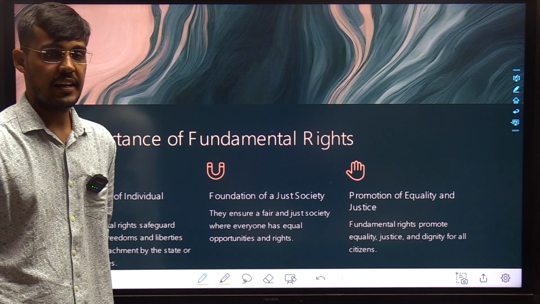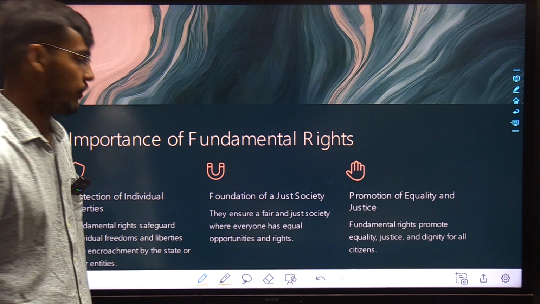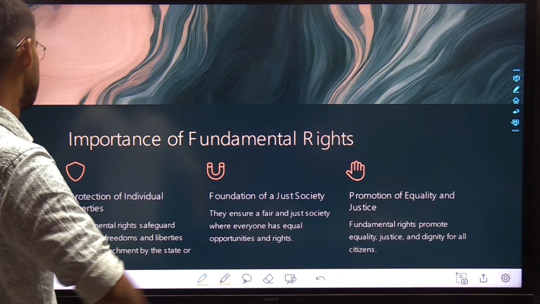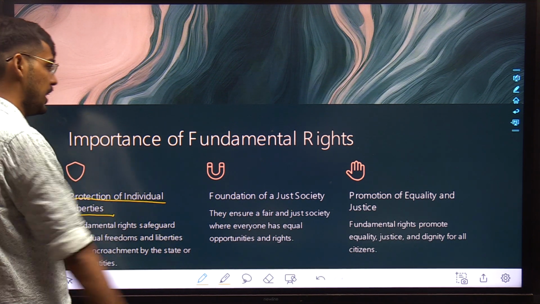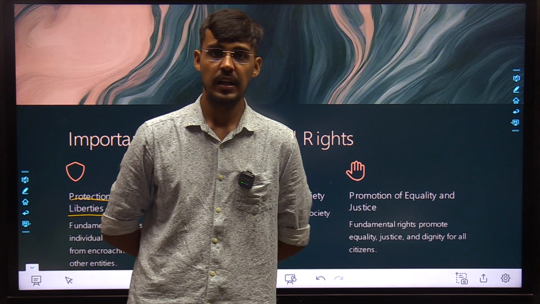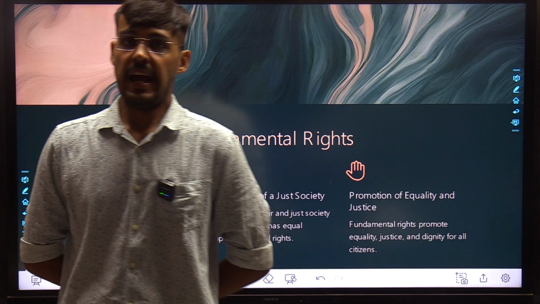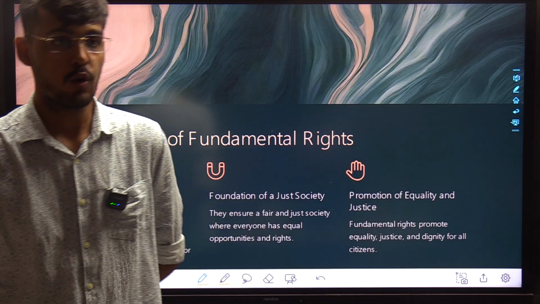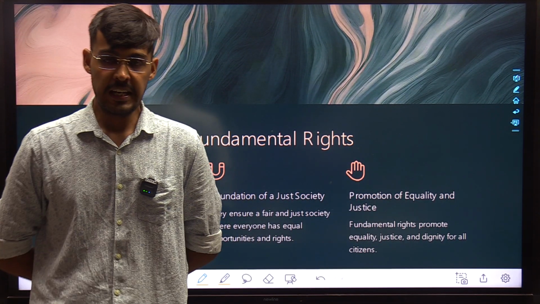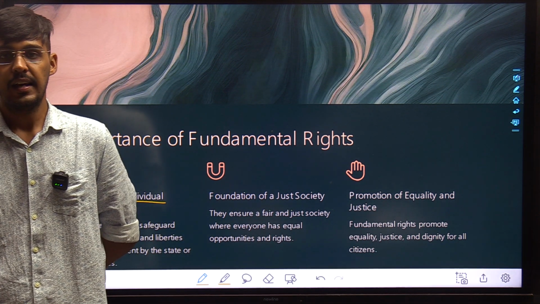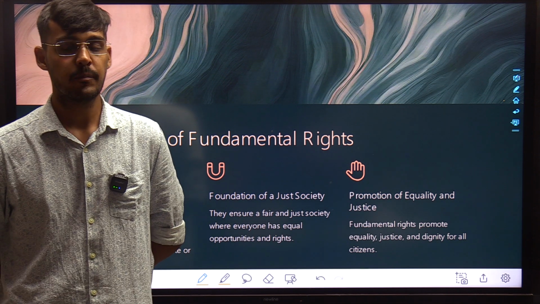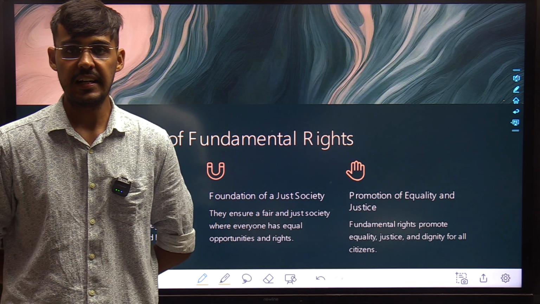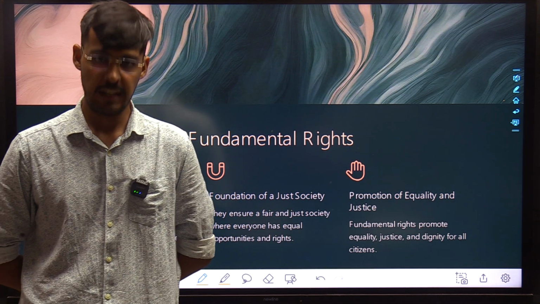Something more about fundamental rights. What is the importance of fundamental rights? The fundamental rights protect the individual liberty of an individual. As you know, human beings are the most mature beings on planet Earth. They have the wisdom. But in order to fully utilize this wisdom, it is very important that liberty is granted to that particular human being.